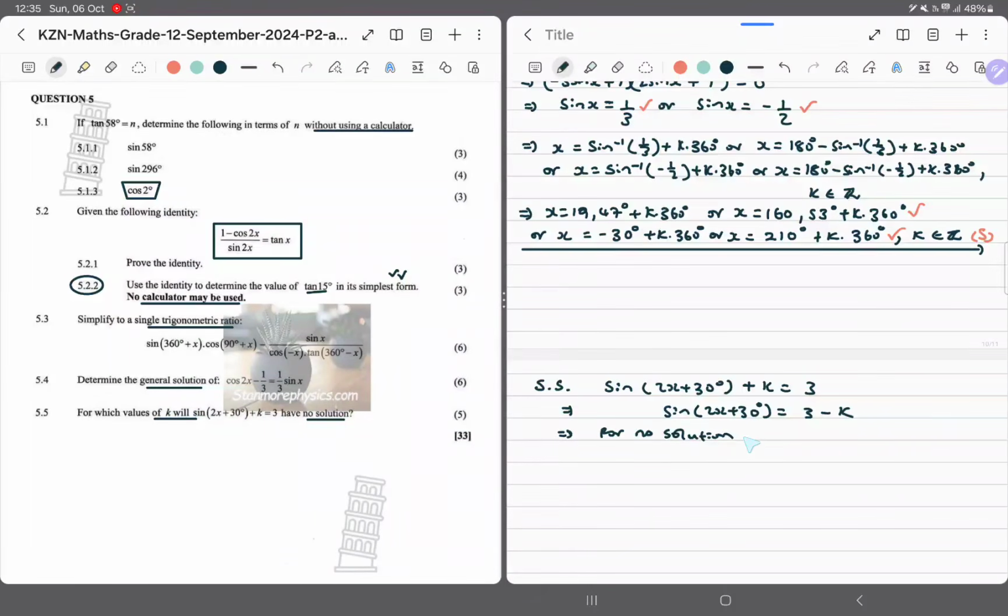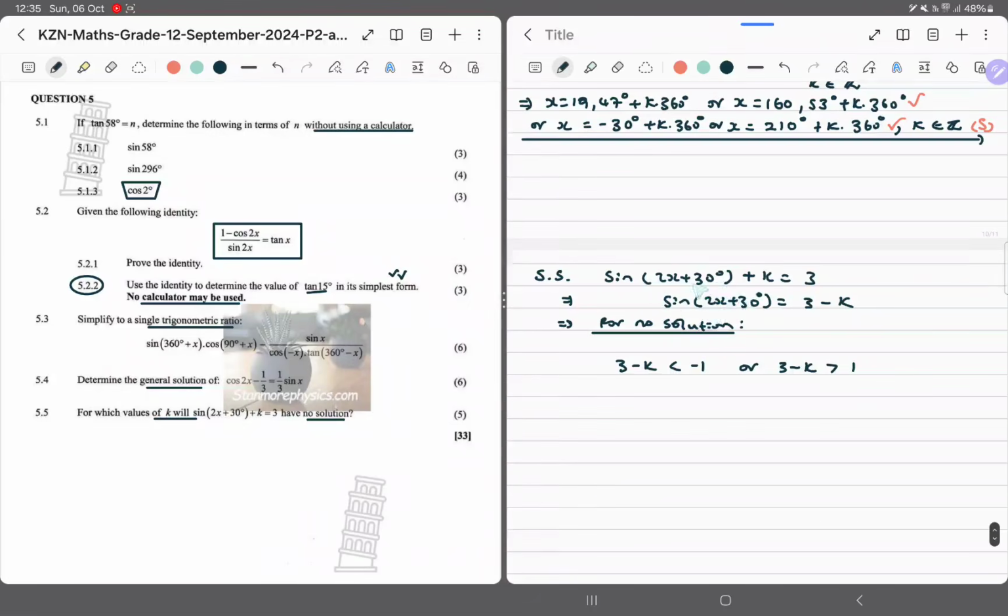All right, it is such that what must happen? We know that 3 minus k must be less than minus 1, or 3 minus k must be greater than 1, because sine is undefined. Sine of any angle cannot be more than 1, cannot be less than minus 1. All right, we then solve the inequalities.